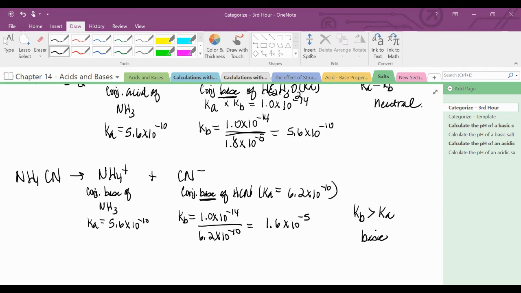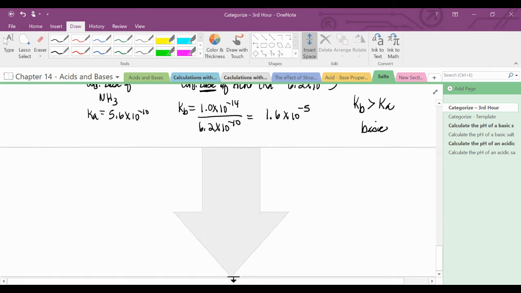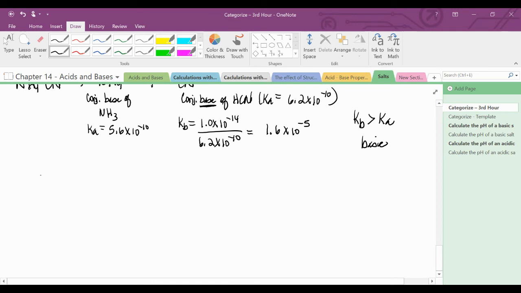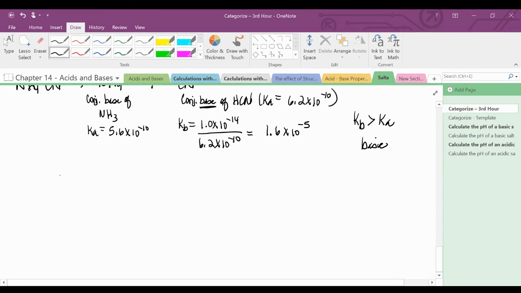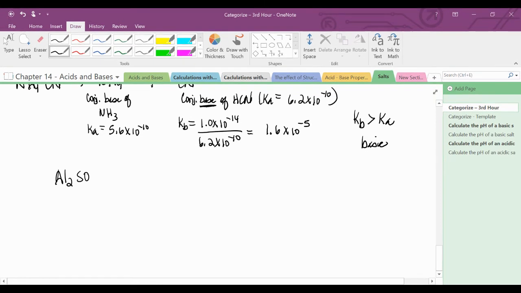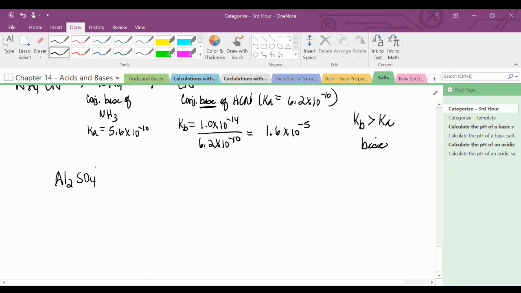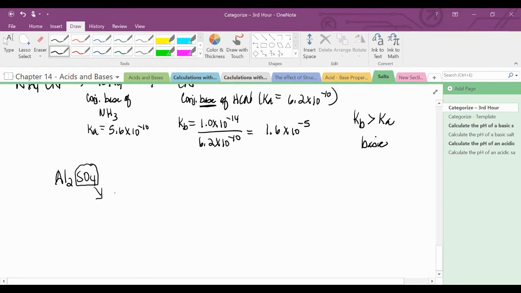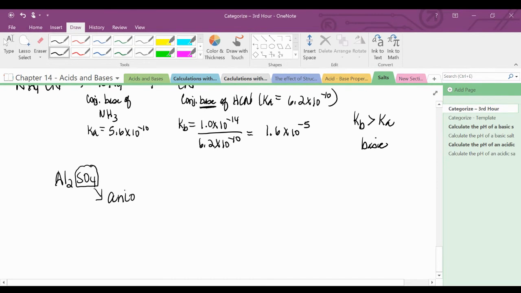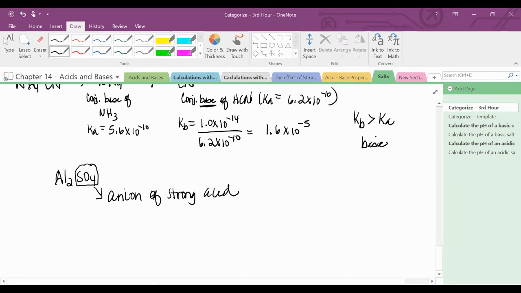Okay, and then I have one other scenario that we want to look at. So in this case, my salt is aluminum sulfate. And we recognize this SO4 is the anion of a strong acid. And so that means it's a spectator, so we can cross this out.